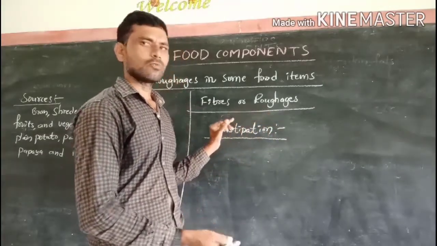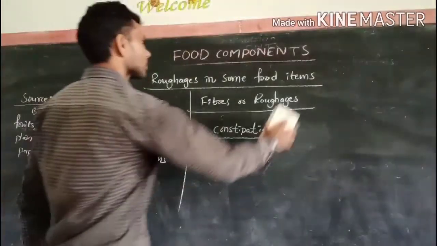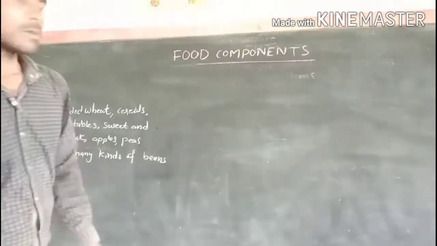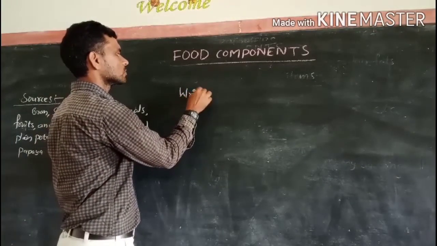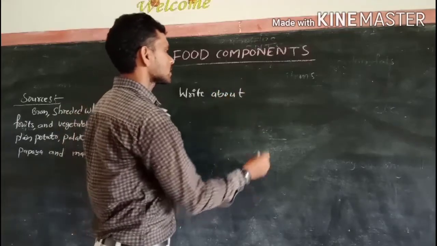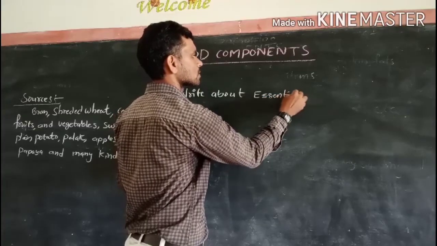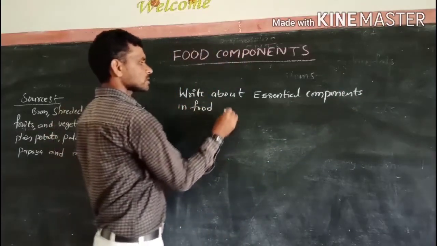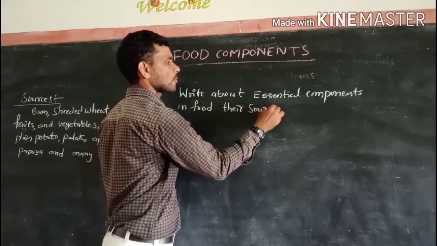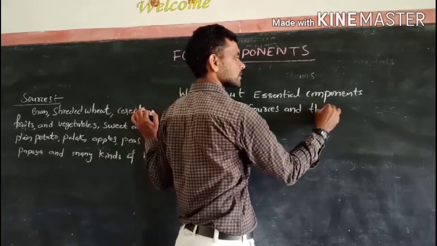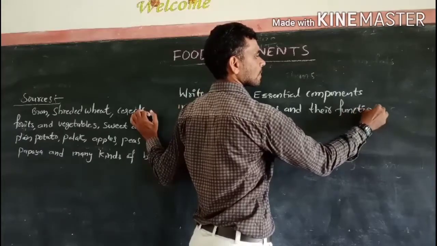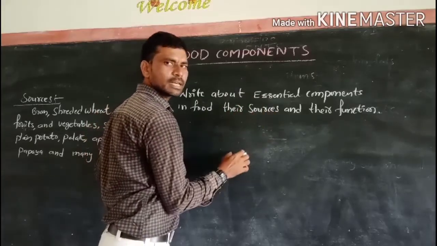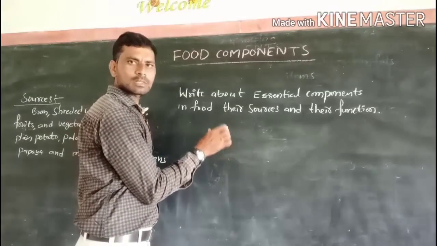Okay, children. Today I will give the next homework. Write about essential components in food, their sources and their function. Write and send it to me. Everyone respond for the homework.